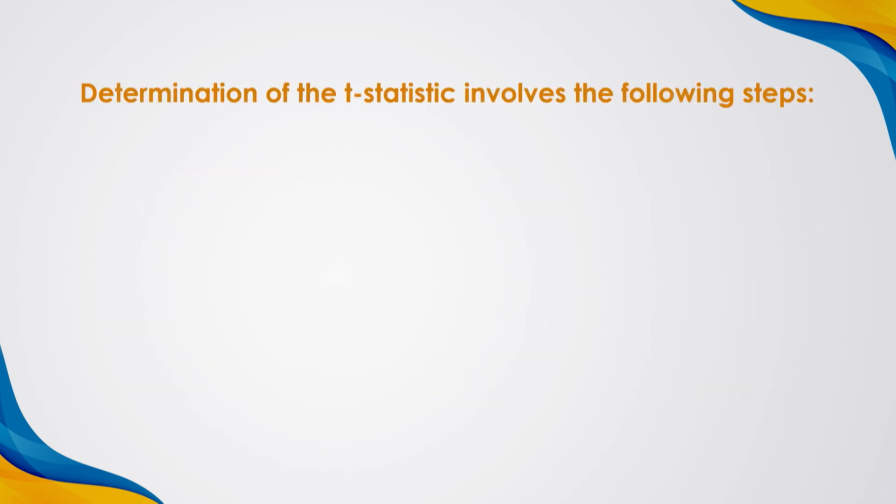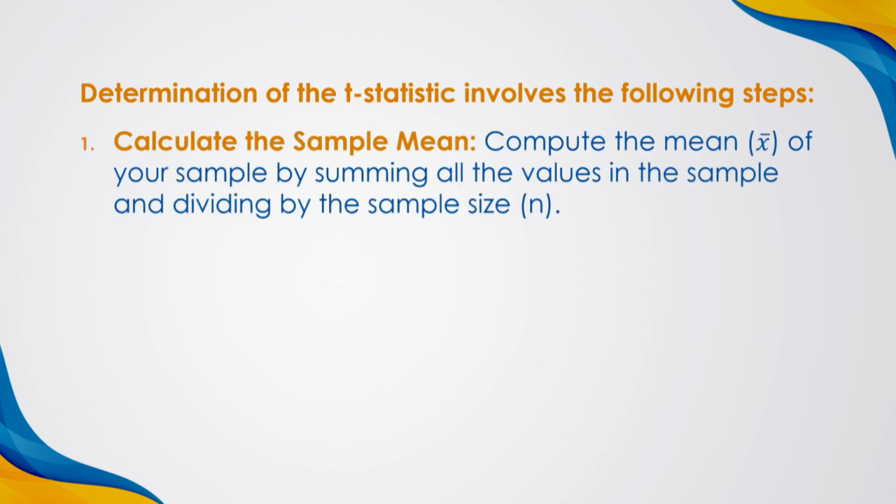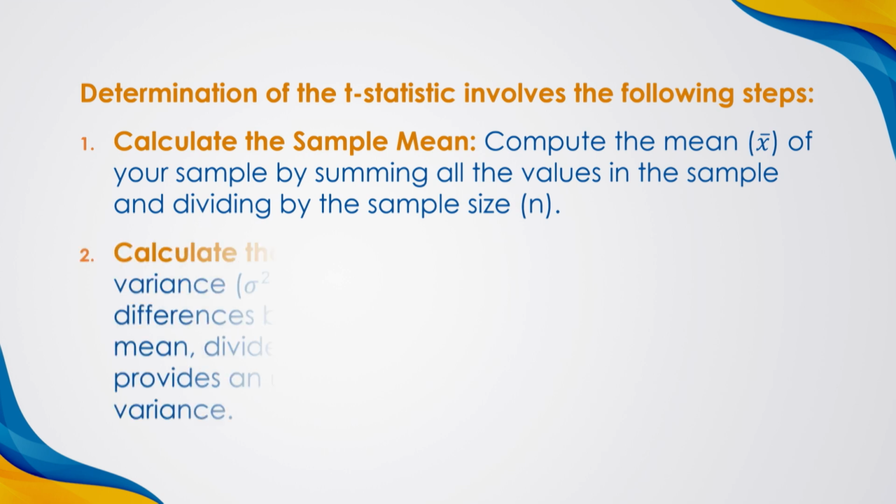Determination of the t statistic involves the following steps. The first step, calculate the sample mean. Compute the mean, denoted as x bar, of your sample by summing all the values in the sample and dividing by the sample size n.